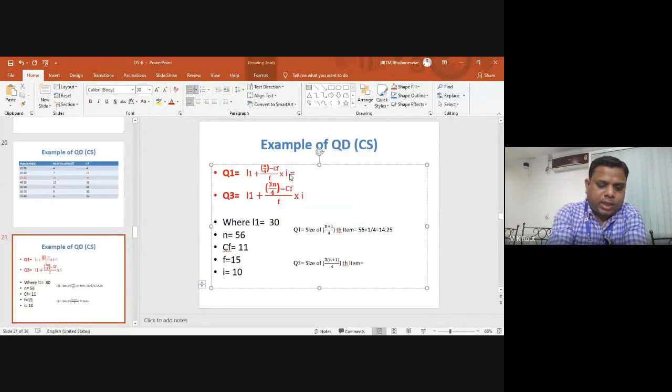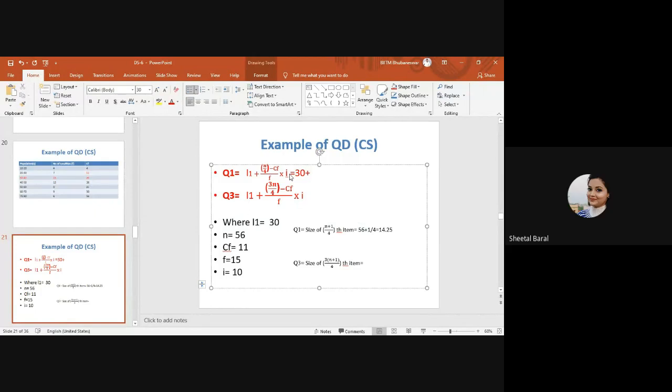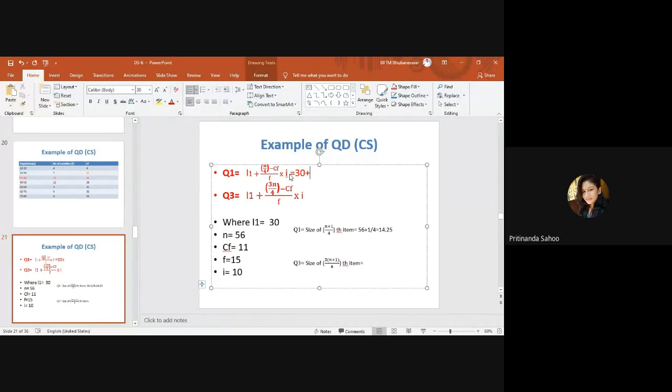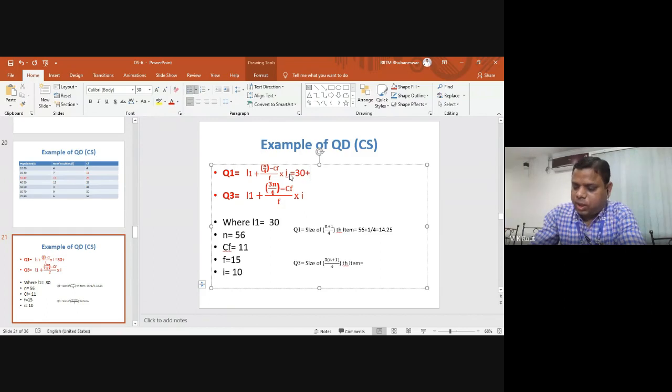Your L1 is 30 plus N by 4, N is 56 by 4. 56 divided by 4, that is how much? 14. 14 minus your CF, 11, that is how much? If you calculate this, 14 minus 11, that is 3 divided by 4.